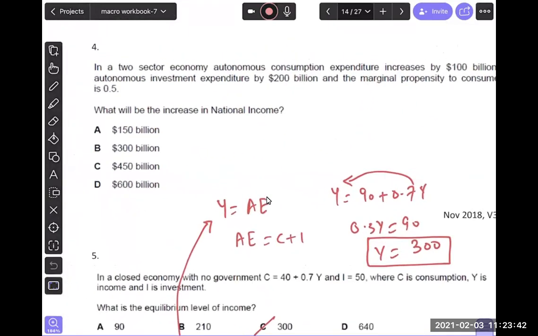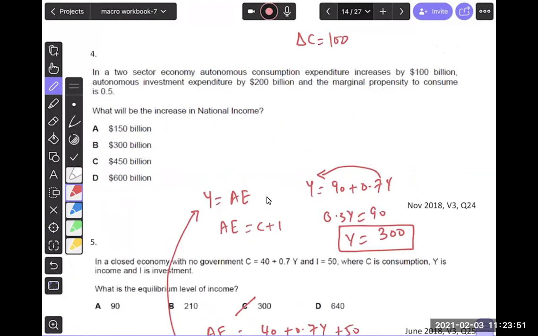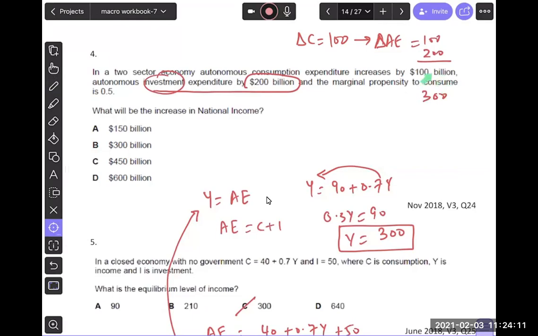Okay, let's look at this one. In a two-sector economy, autonomous consumption increases by 100. So change in C is 100, which means change in AE is 100, right? Autonomous expenditure by 200. So another 200 is because of investment. Okay, so this means change in AE is 300, and the marginal propensity to consume is 0.5.